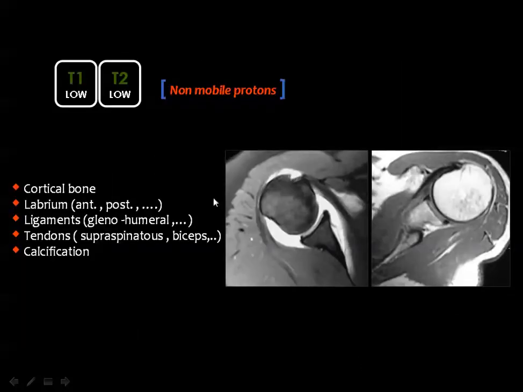You remember that the low signal anatomic structures in both T1 and T2 include the cortical bone, the ligaments and tendons, and calcium. And here in the shoulder we add the glenoid labrum, which is the fibrocartilaginous rim that usually deepens the concavity of the glenoid part of the scapula to accommodate more of the humeral head.